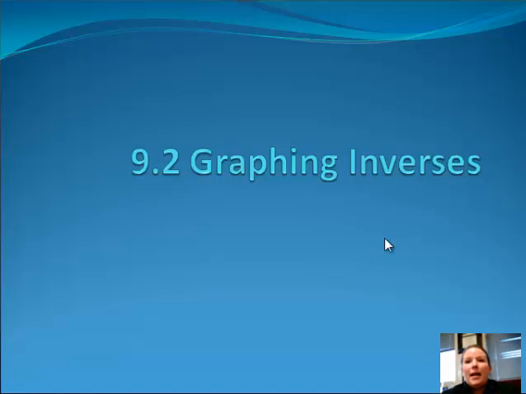Okay, today we're going to talk about how to graph inverse functions. So yesterday I showed you on the calculator what the inverse function looks like. It's a reflection of the original equation or line, whatever you're graphing. Today we're going to practice doing it based on a table value.